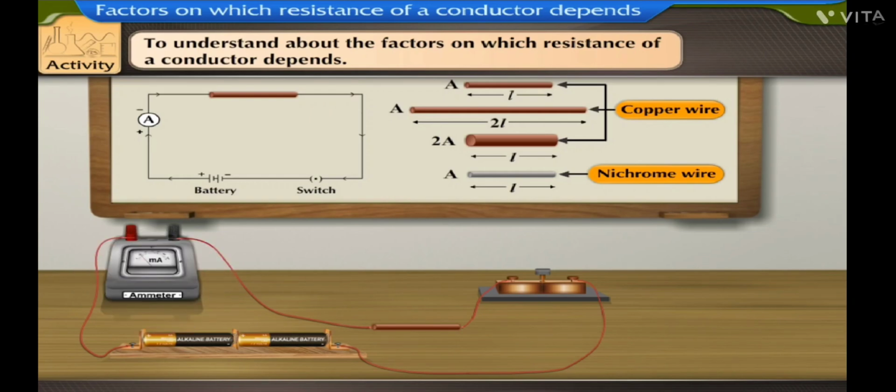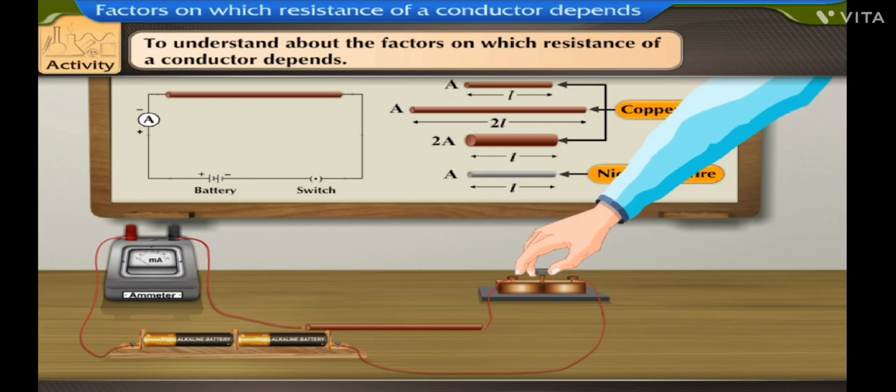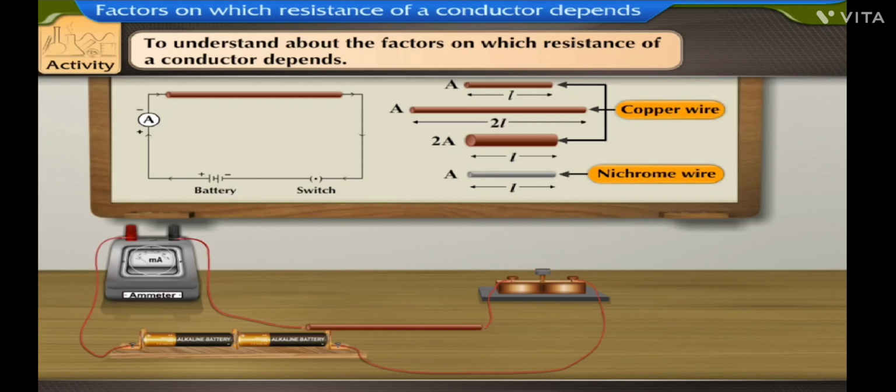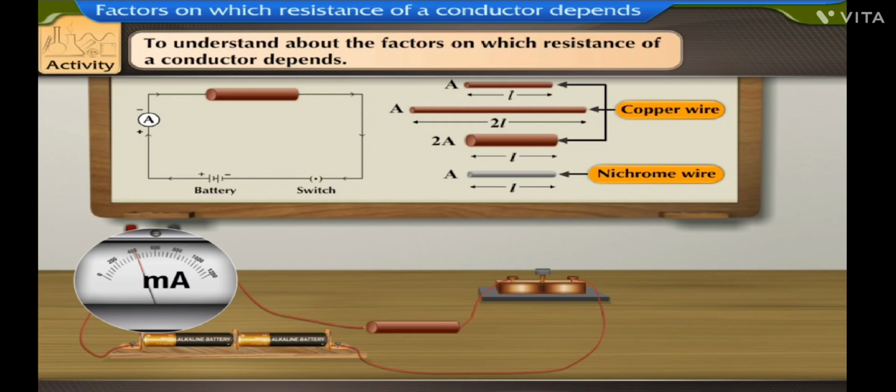Now open the switch and replace the copper wire by another copper wire having the same thickness but length twice the previous wire, that is 2L. Again, note down the ammeter reading. Now replace the wire by another copper wire having larger cross-sectional area but length same as that in the first case, that is L. Take note of the ammeter reading.